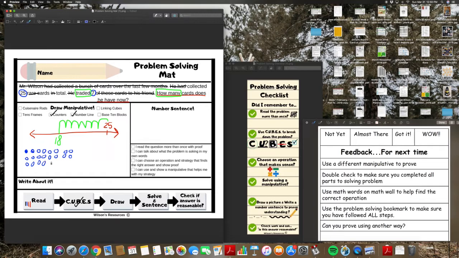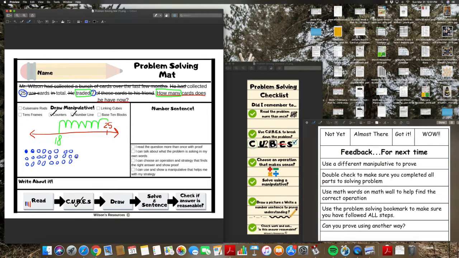Here we go. So let's double check. We've got 1, 2, 3, 4, 5, 6, 7, 8, 9, 10, 11, 12, 13, 14, 15, 16, 17, 18, 19, 20, 21. There you go. Mr. Wilson miscounted. 22, 23, 24, and there's 25. Okay. Now I've got it.